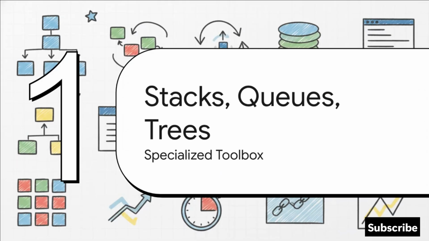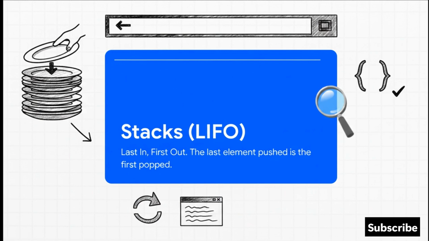Section 6. Stacks, queues, and trees. The specialized toolbox. First up in the toolbox, stacks. Stacks enforce a highly strict LIFO rule, last in, first out. Just picture a physical stack of plates in a cafeteria. The very last plate you push onto the top is the absolute first one you pop off.